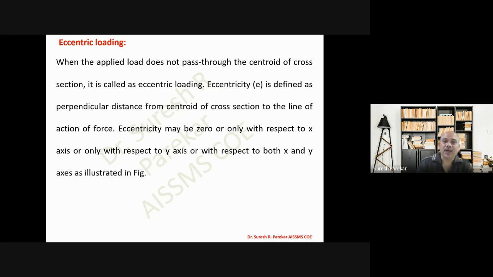Now, when the applied load does not pass through the centroid of cross section, it is called eccentric loading. So if it is at center, then we have axial loading, and if it is not at center and does not pass through centroid, then we are going to say it will be at some eccentricity from the centroid. So eccentricity is defined as the perpendicular distance from centroid of cross section to the line of action of force. Eccentricity may be zero, or only with respect to x-axis, or only with respect to y-axis, or with respect to both x and y-axis, as illustrated in figure.